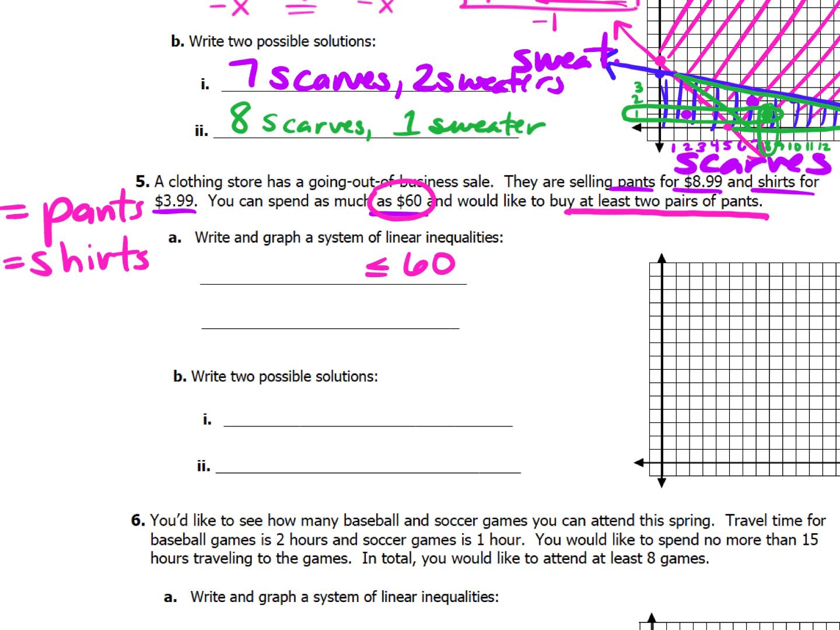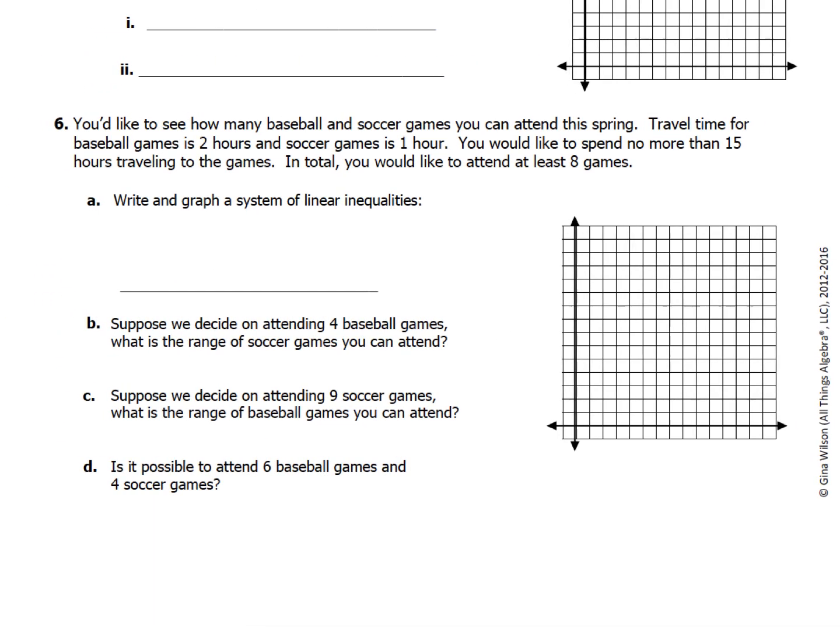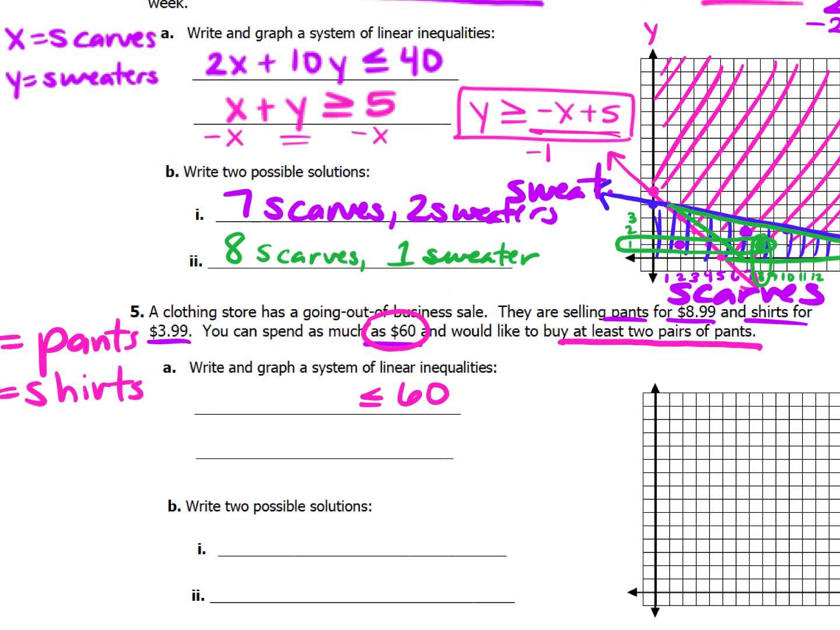So that would potentially be the other one. Shirts plus pants equals some number of them. This one is dealing with the money side of it. So this is where we want to keep our money stuff together. So $8.99 for pants plus $3.99 for shirts is less than or equal to 60, as much as 60, okay?